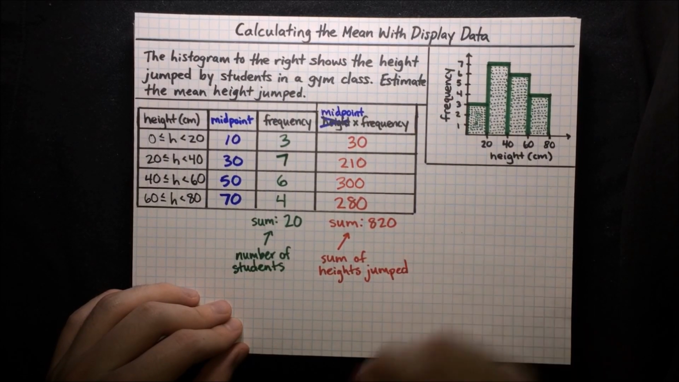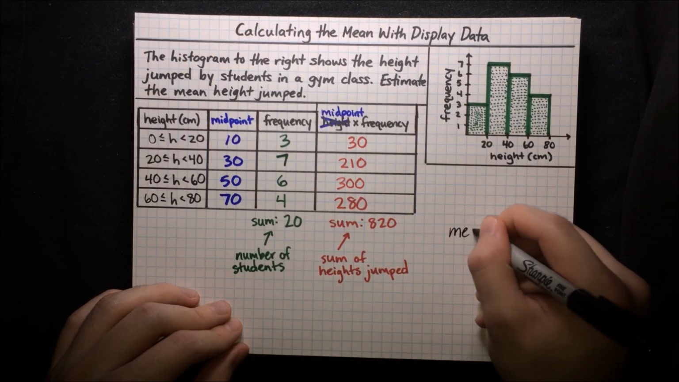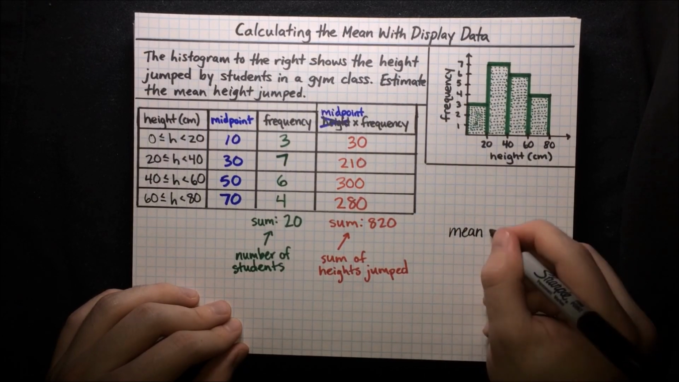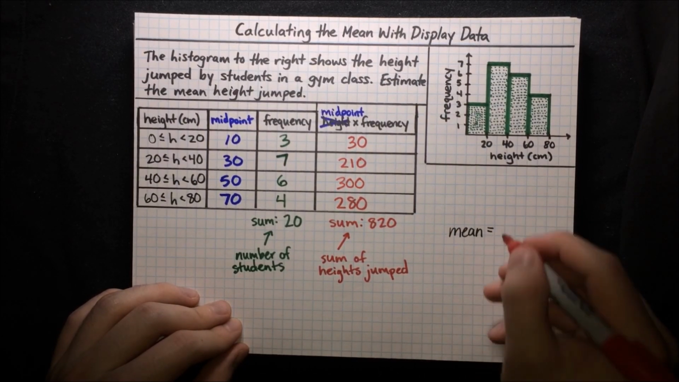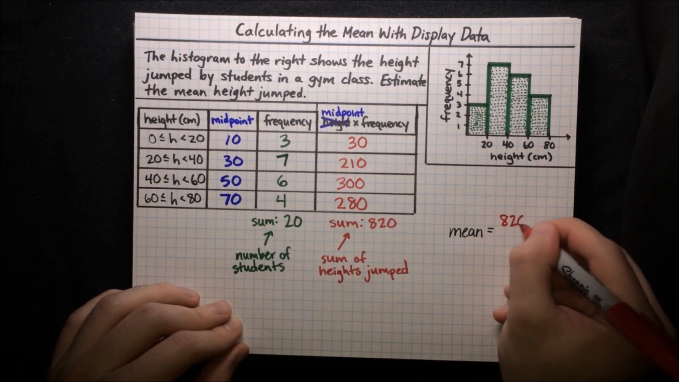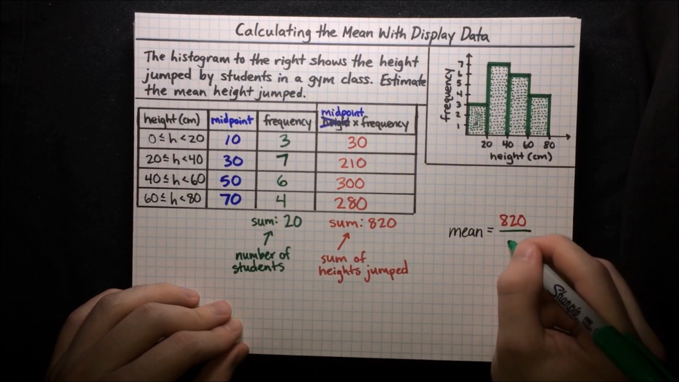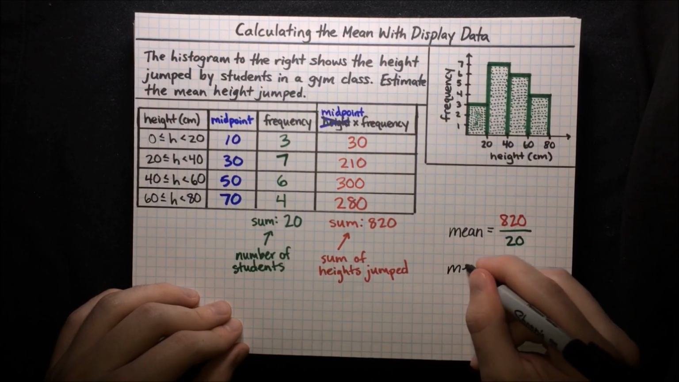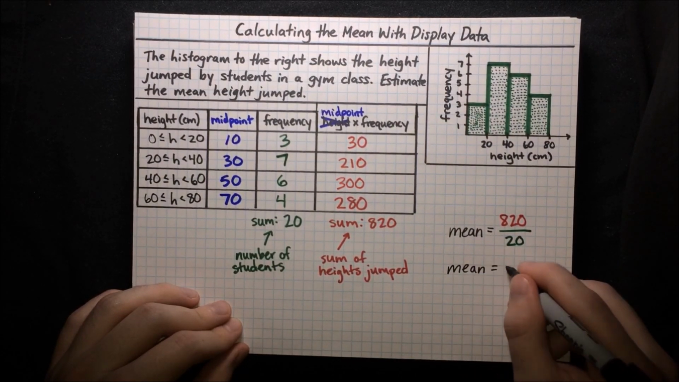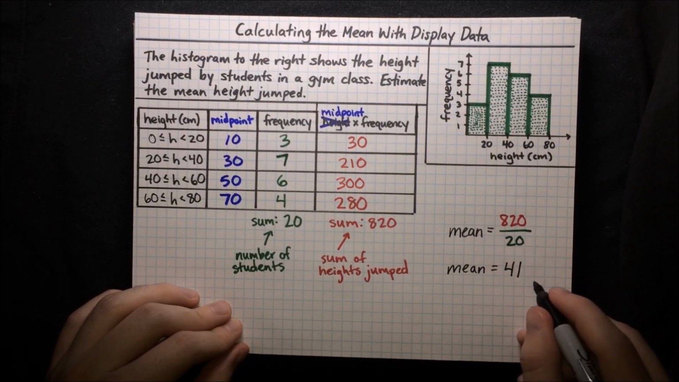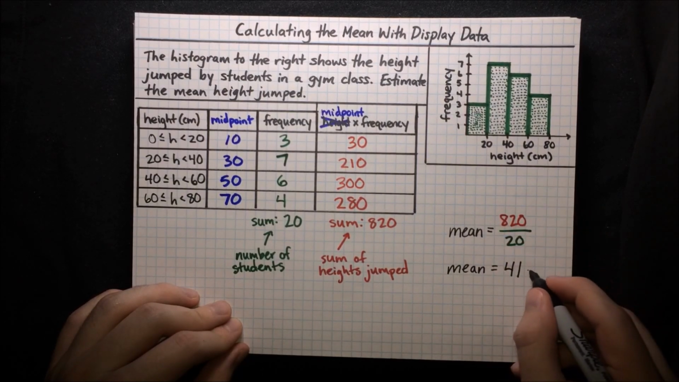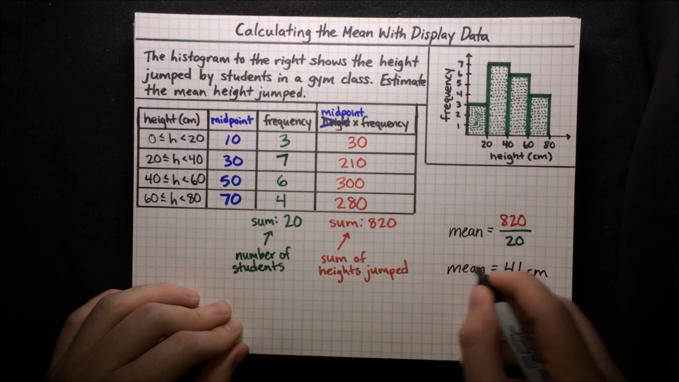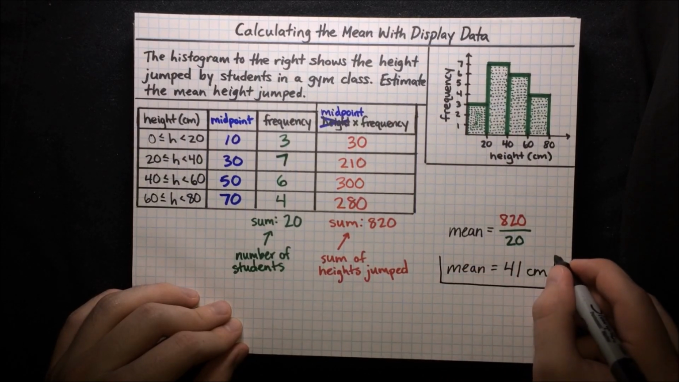jumped. So then the mean height jumped is just equal to the sum of heights jumped, which is 820, and then divide that by the number of students, which is 20. So mean equals 41. And what's the units? Centimeters. So 41 centimeters is the mean height jumped.